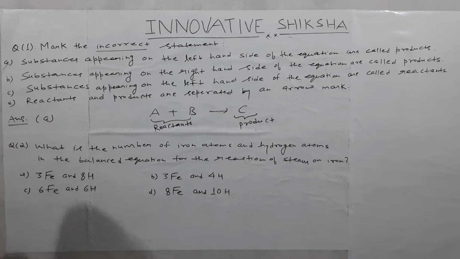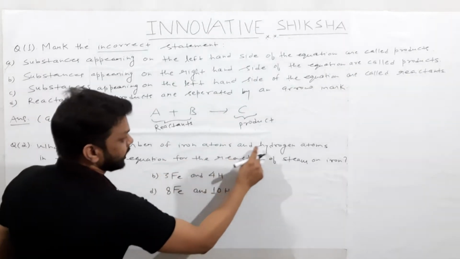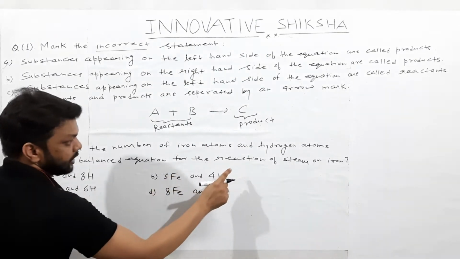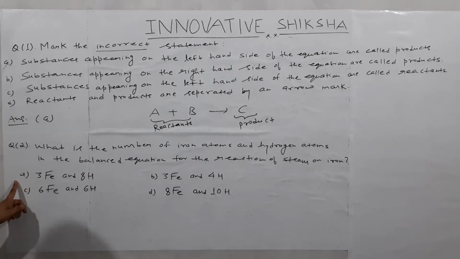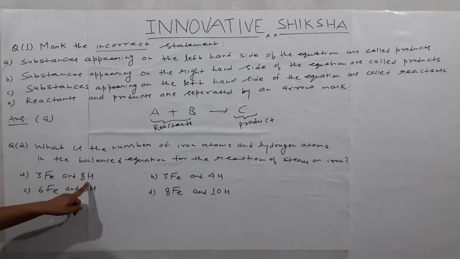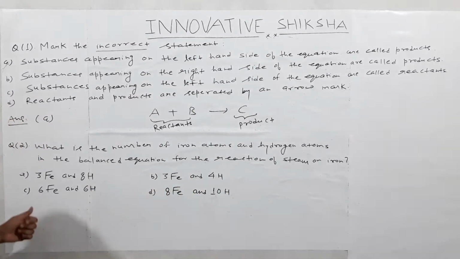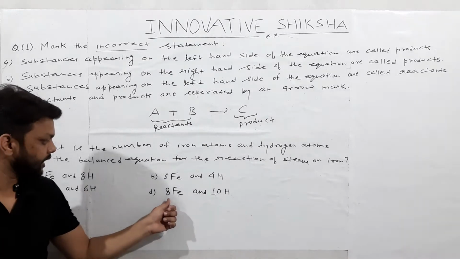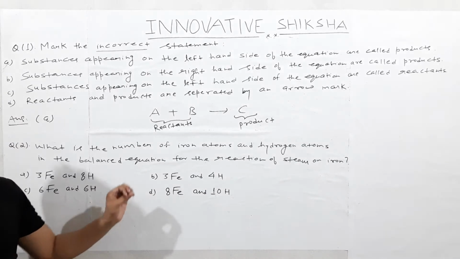Let us start with the second question. The second question says, what is the number of iron atoms and hydrogen atoms in the balanced equation for the reaction of steam on iron? Your options are, option A says 3Fe and 8 hydrogen, option B is 3Fe and 4 hydrogen, option C is 6Fe and 6 hydrogen, and the last option is 8Fe and 10 hydrogen. Out of these four options you have to choose the correct one.